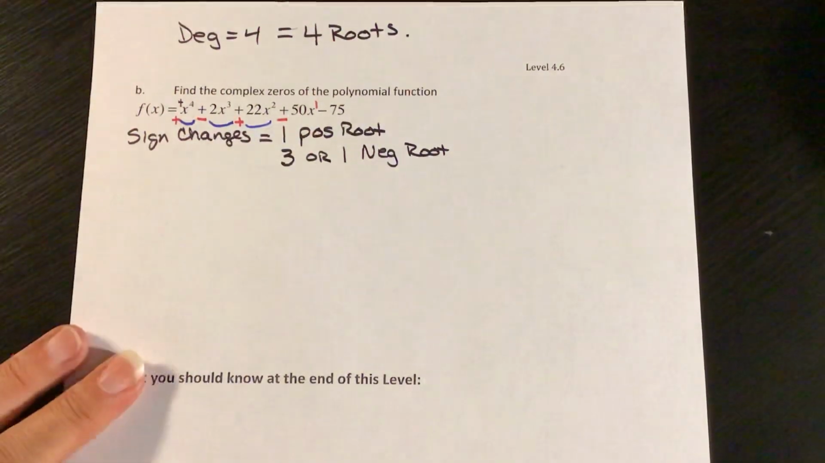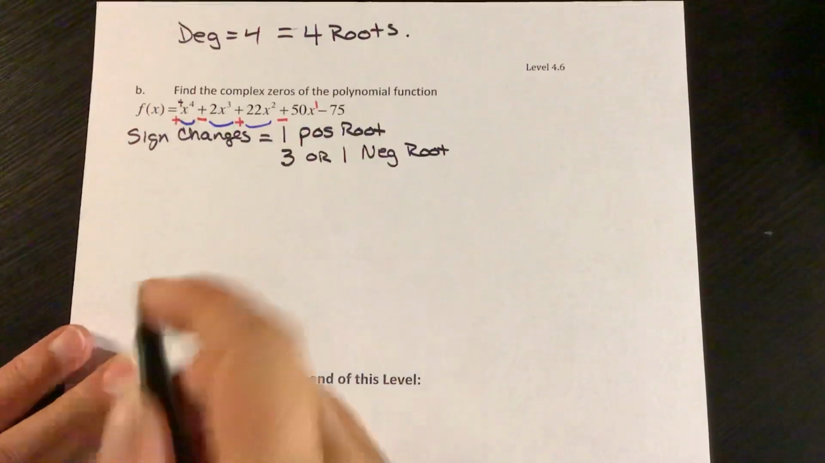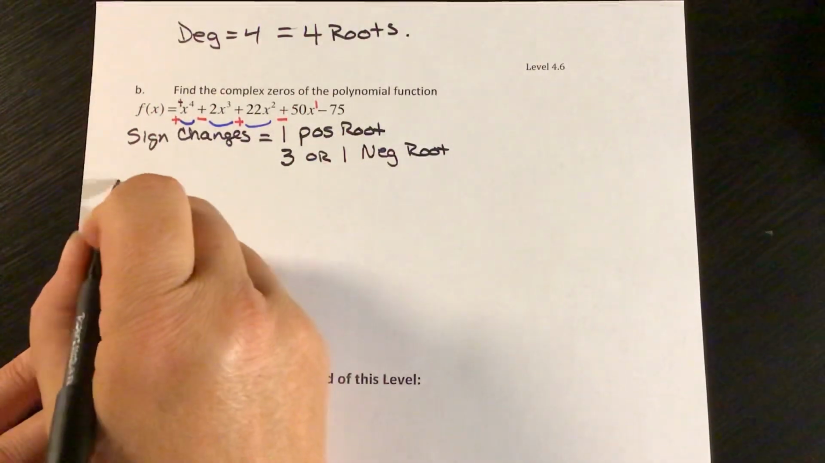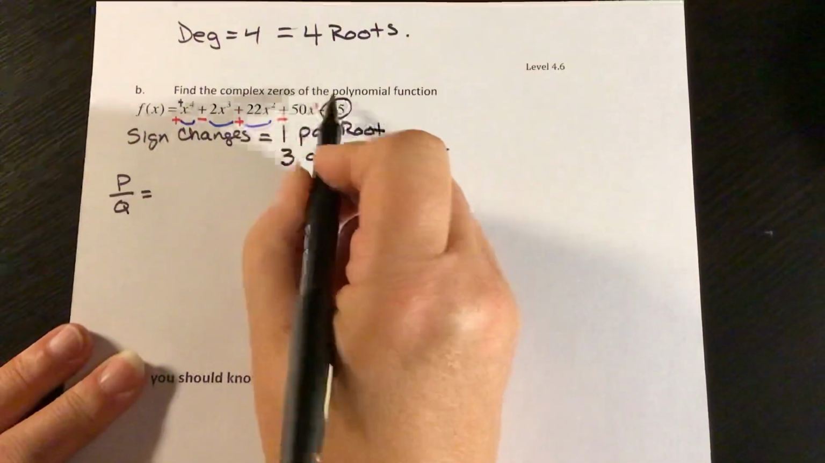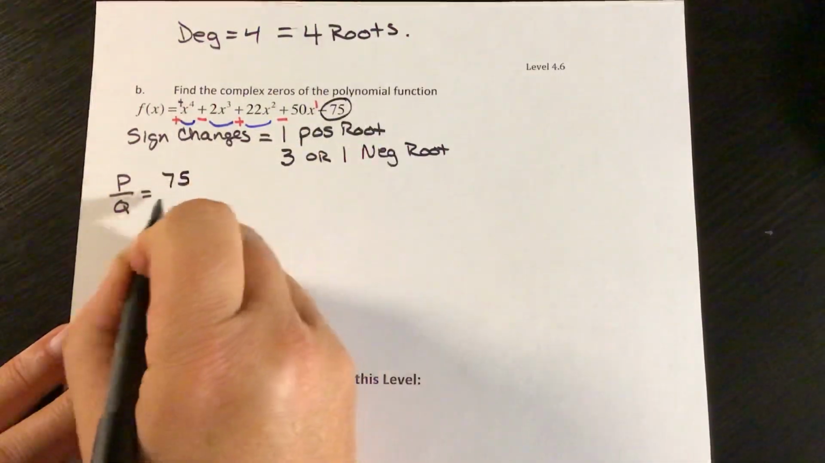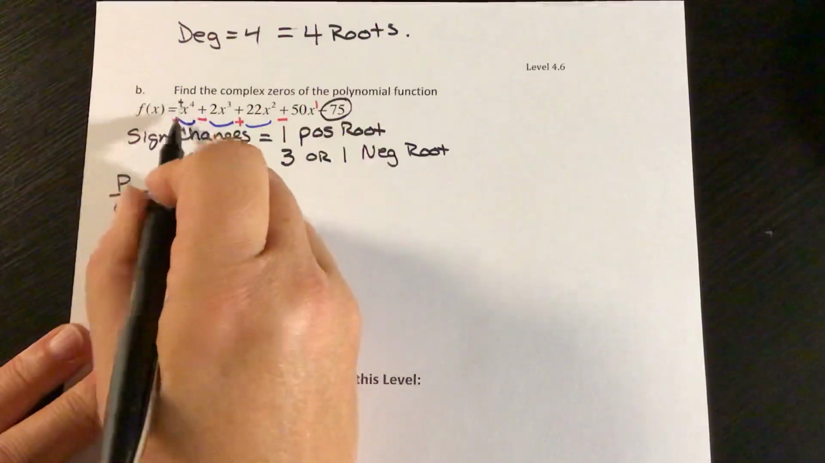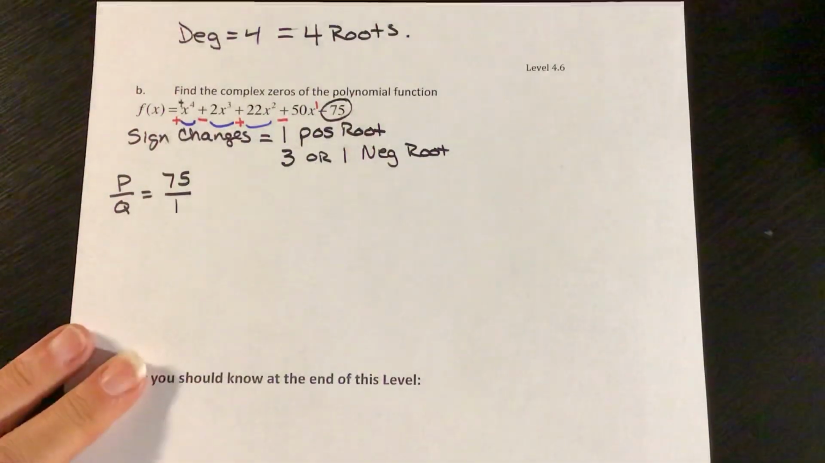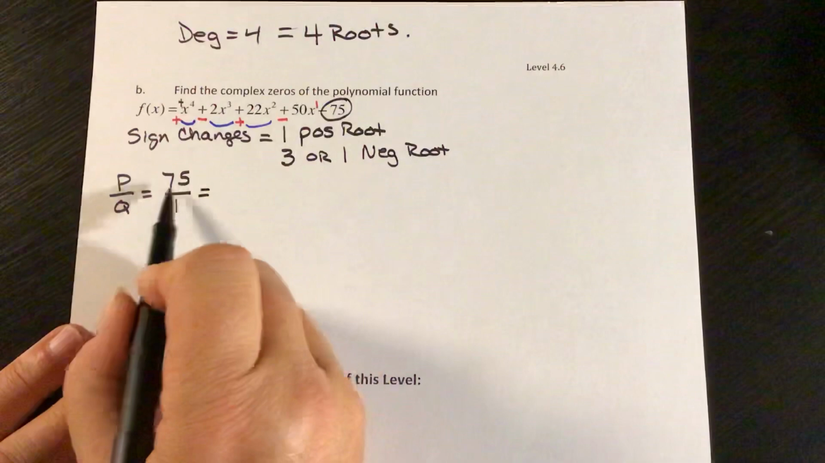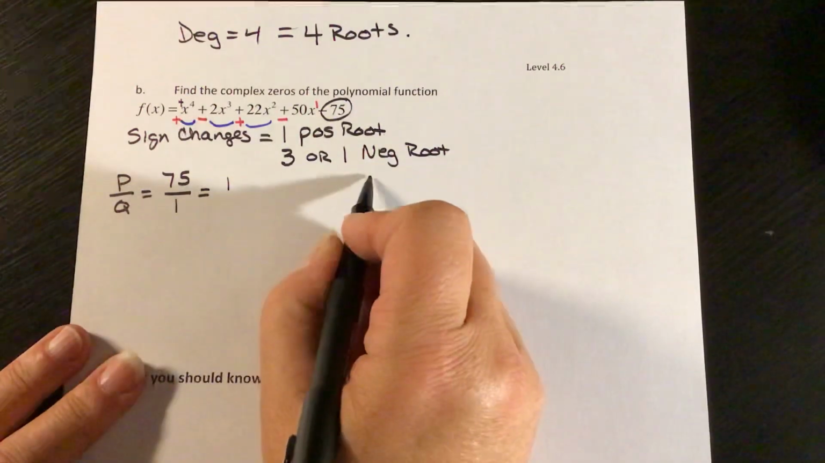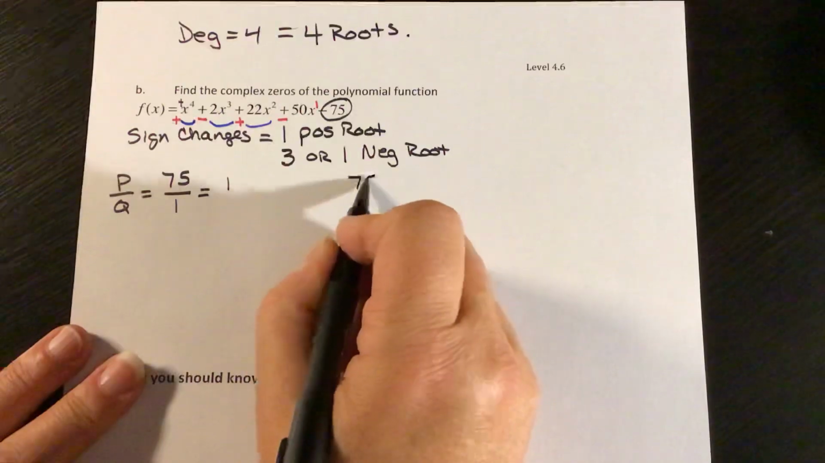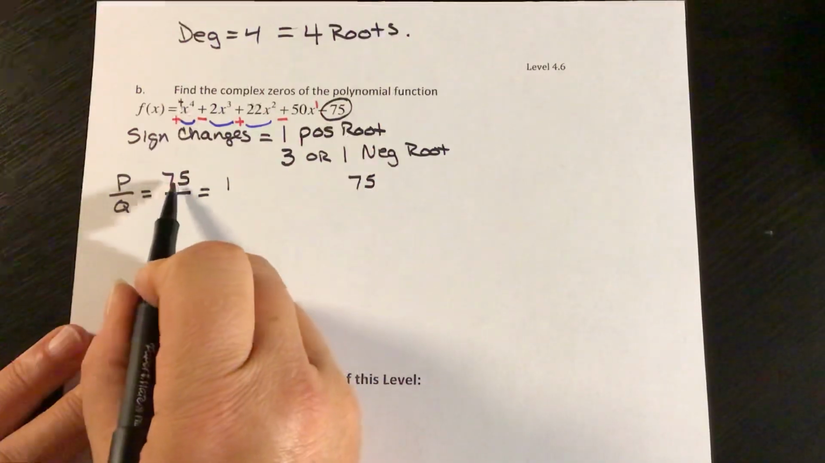So now let's look at what the possible rational roots are. This is where I'm looking at my p's and my q's. My p is 75 and my q is 1. I like when it's a 1. So 75, the factors are 1 and 75, not 2.